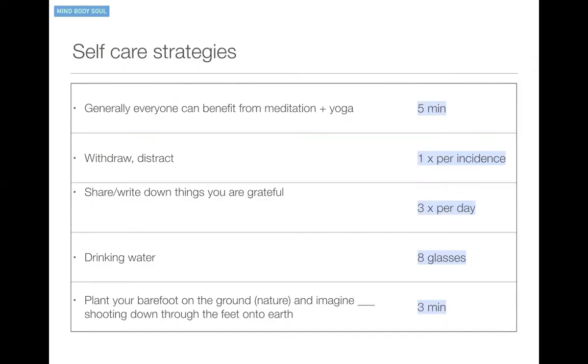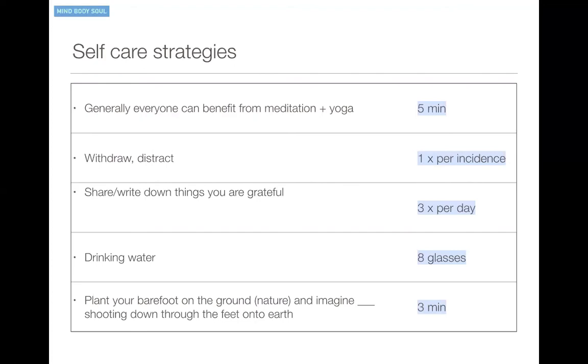We have 5 self-care strategies. One, generally anyone can benefit from meditation and yoga, at least 5 minutes. I consider being aware in the present moment a form of meditation. If you're a pro at meditation and yoga, go beyond 5 minutes. 5 minutes is a great beginning to cultivate a routine if you're just starting.